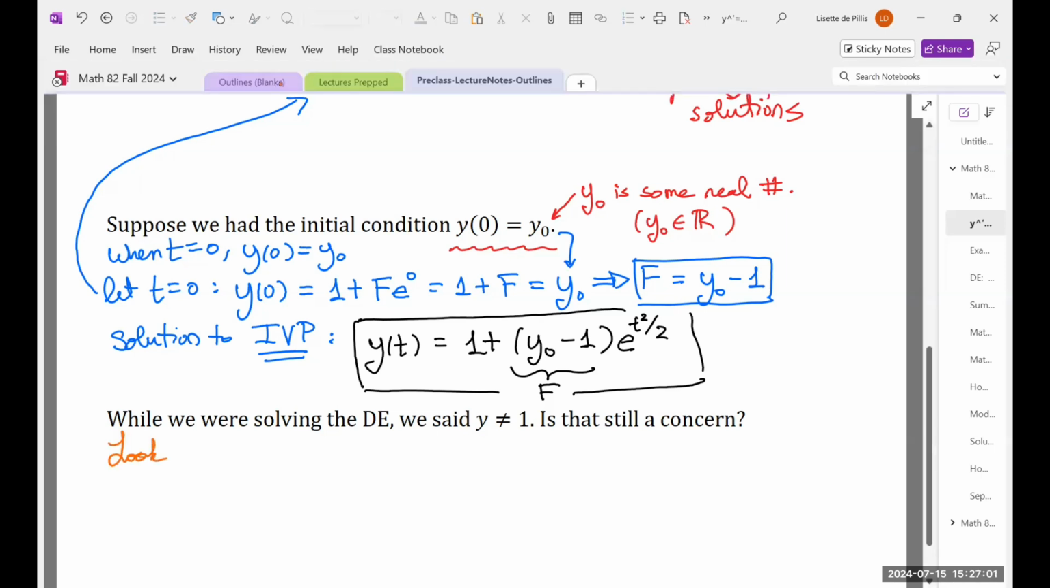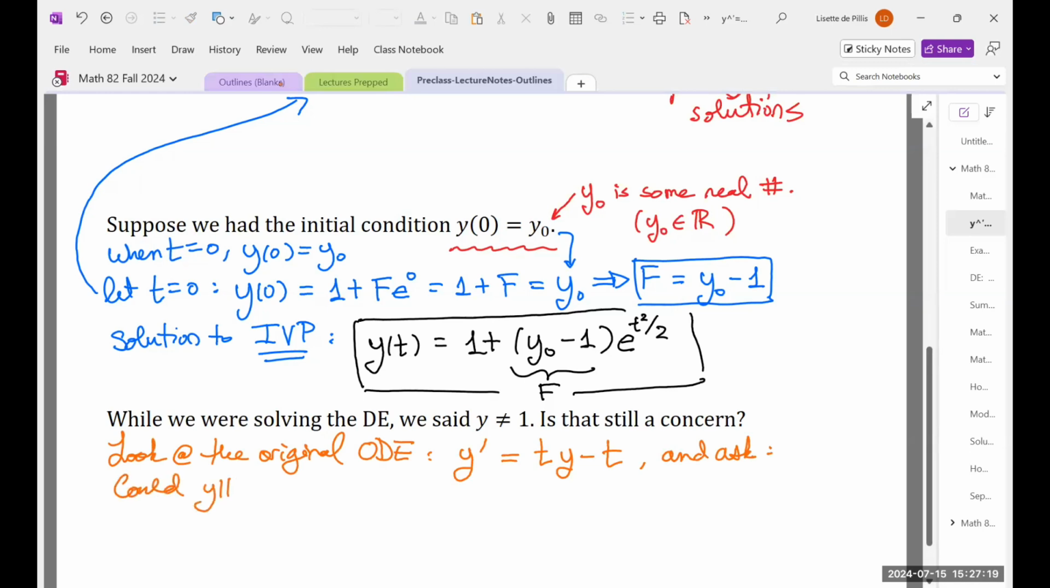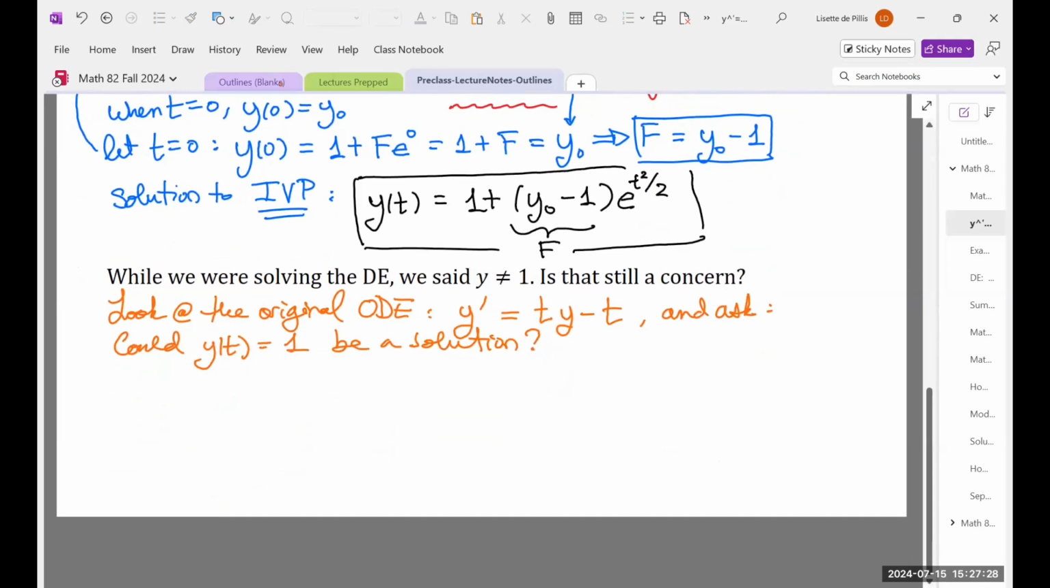So let's look at the original ODE. That was y prime equals ty minus t, and ask the following: could y of t equal 1 be a solution? So we're not rewriting the DE now. Now we're just looking at the original and just asking about y of t equals 1.